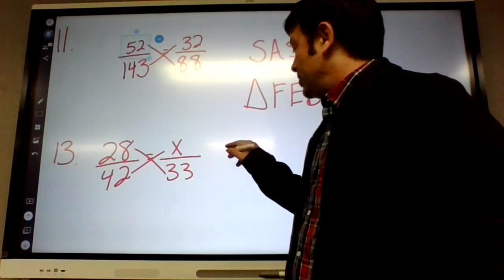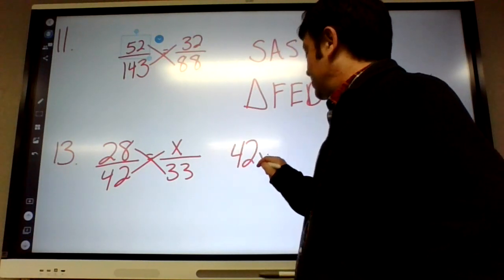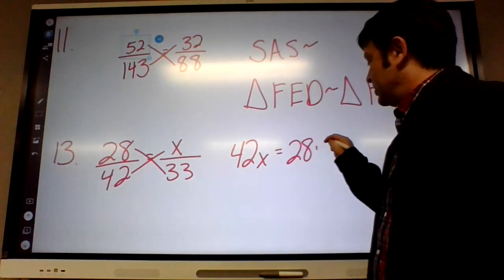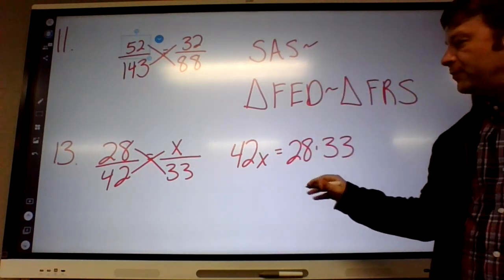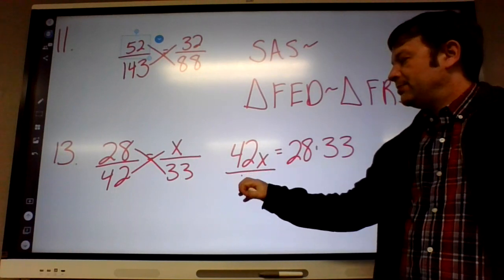Misprint basically. 42 times X equals 28 times 33. Therefore, to solve for X, we need to divide by 42.